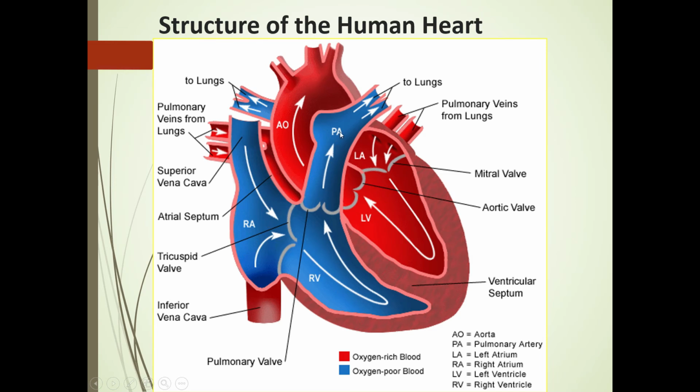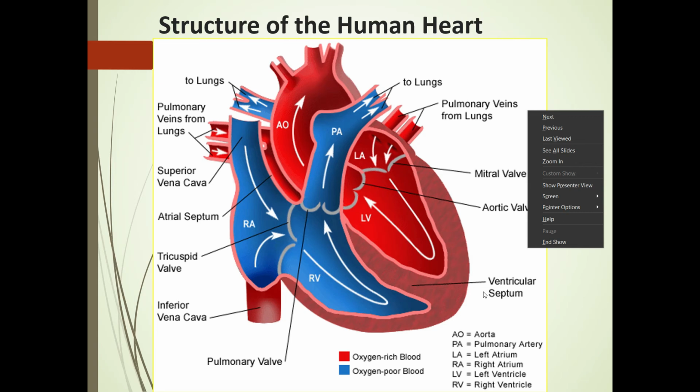This is a pulmonary artery. This one is the left atrium, left ventricle, and this one is the aorta. You can see here the wall of the ventricle. The left ventricle is thicker compared to the right ventricle because it needs a lot of pressure to push the oxygenated blood to all our body parts.